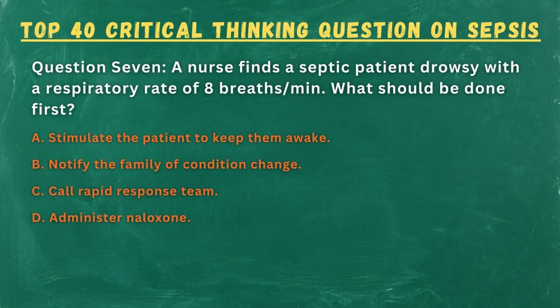Question 7. A nurse finds a septic patient drowsy with a respiratory rate of 8 breaths/min. What should be done first? A. Stimulate the patient to keep them awake. B. Notify the family of condition change. C. Call rapid response team. D. Administer naloxone. Answer. C. Call rapid response team.